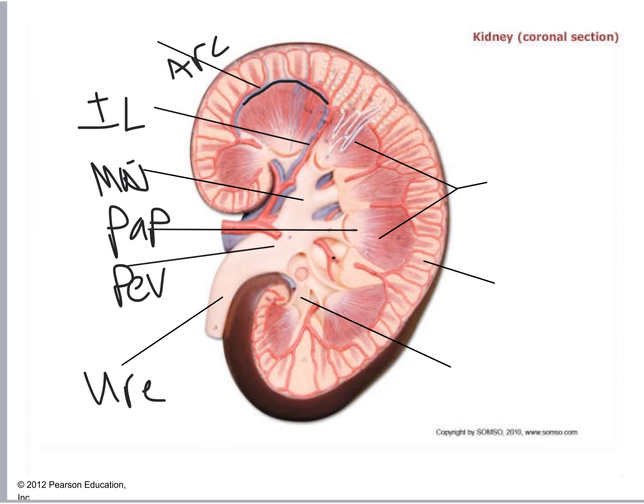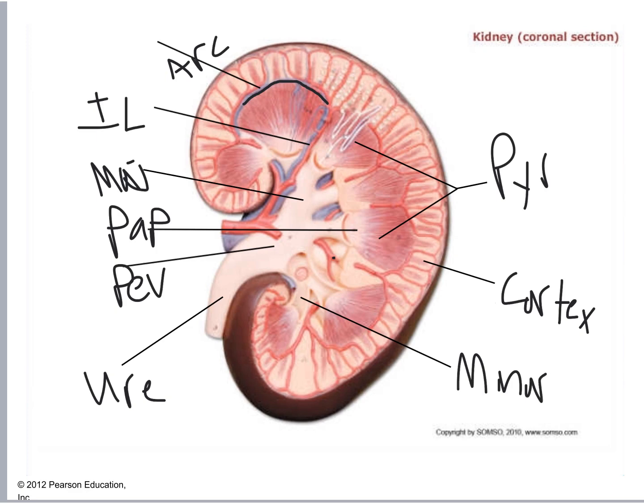Now let's go along the right side. This first line that's branched off is pointing to the pyramids. It's pointing to two different pyramids. And then the next line is pointing to the renal cortex. And then the last line is pointing to the minor calyx. So major calyx was over here, that's the line, and then the minor calyx is right here.